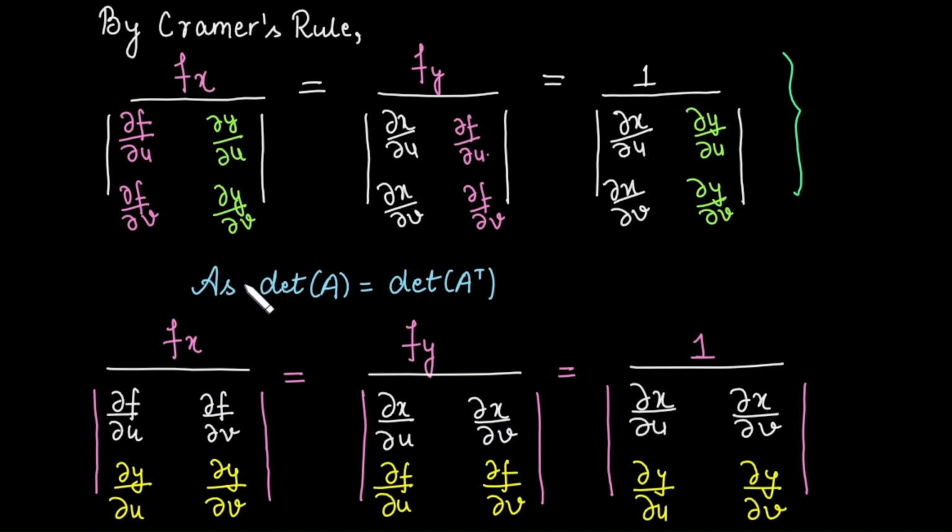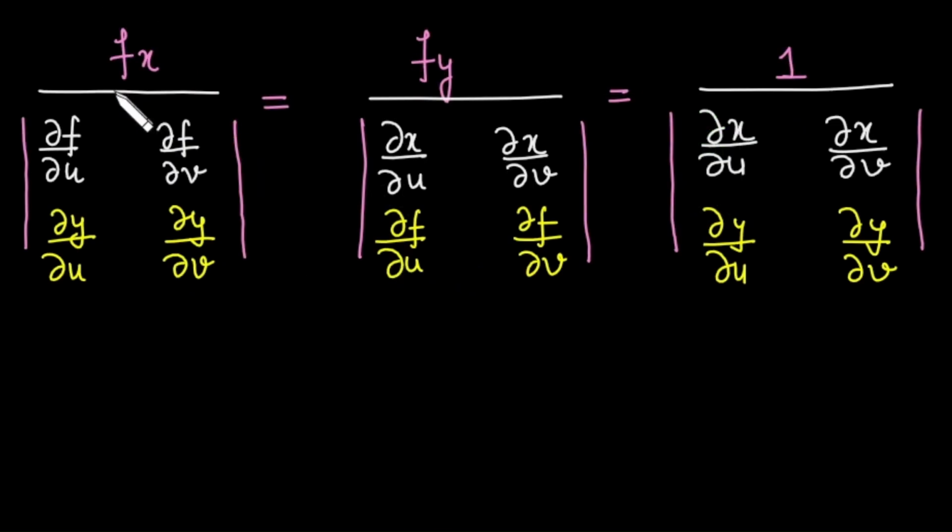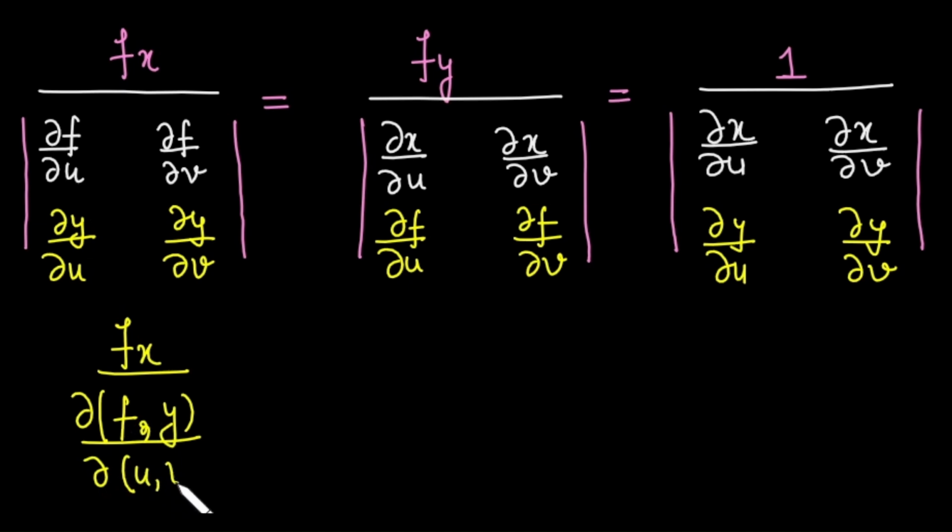Further, we can use one more result: as we know, the determinant of A is equal to the determinant of A transpose. We can write this in this form where we have taken the determinant of each matrix. There is a specific name for this one. This term is written as partial of f and y divided by partial of u, v. It means it is a determinant where we take the partial derivatives of the function with respect to u and v in the first row, and in the second row the derivatives of y with respect to u and v.